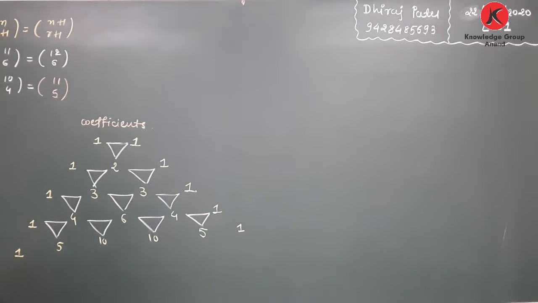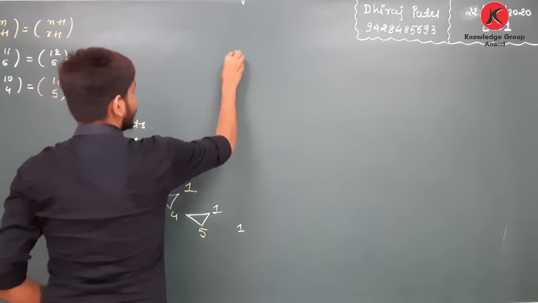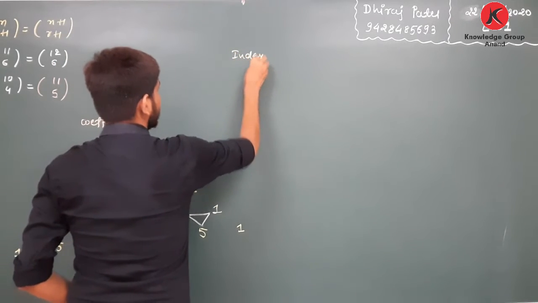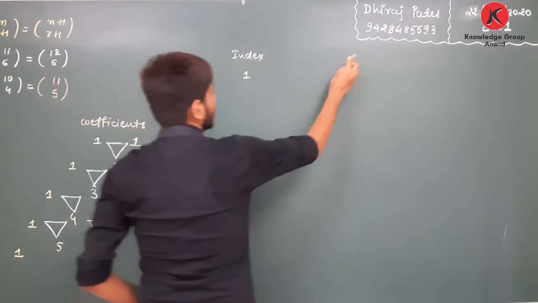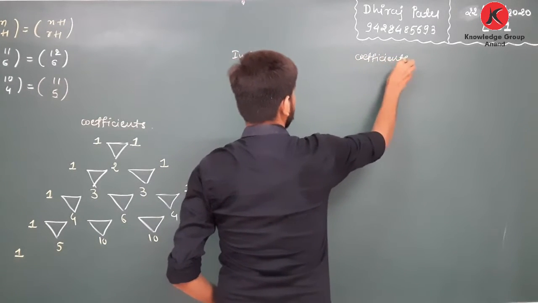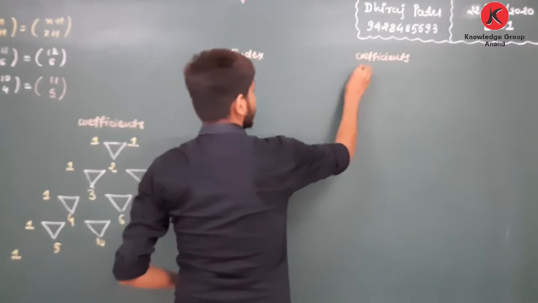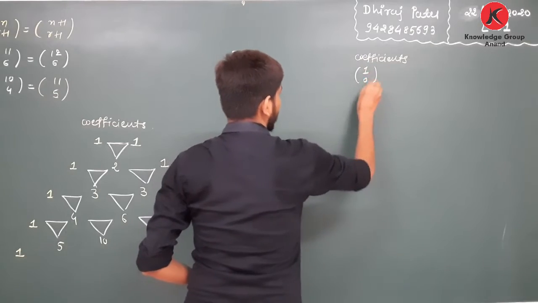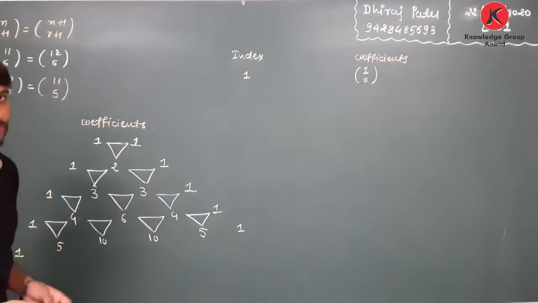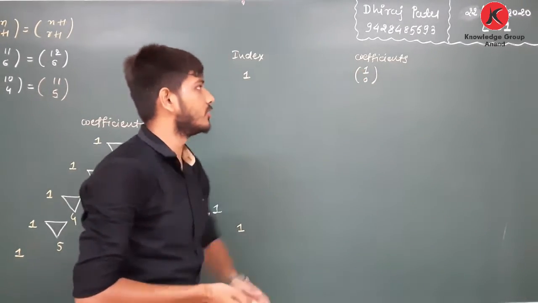Now we are going to discuss this relation NCR in form of NCR. Now see here, if the index is 1, then coefficients can be written as 1. 1 can be written as 1C0. We know that NC0 equals 1. Therefore 1C0 is always 1.